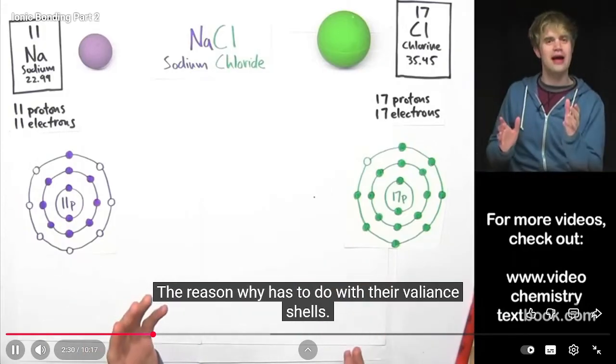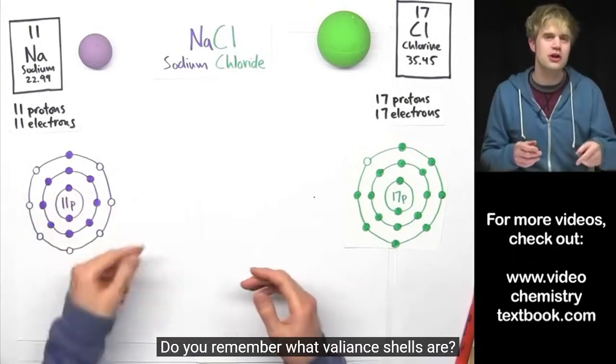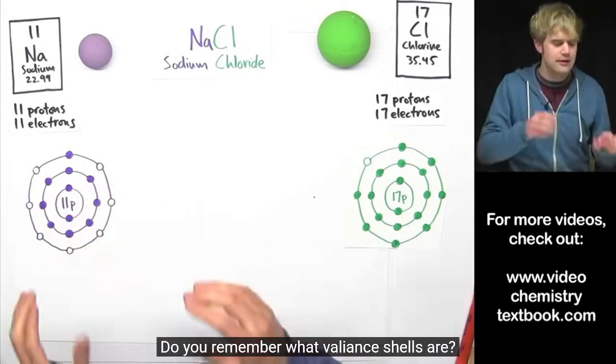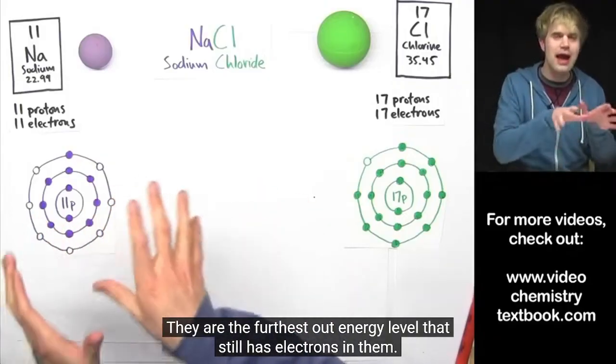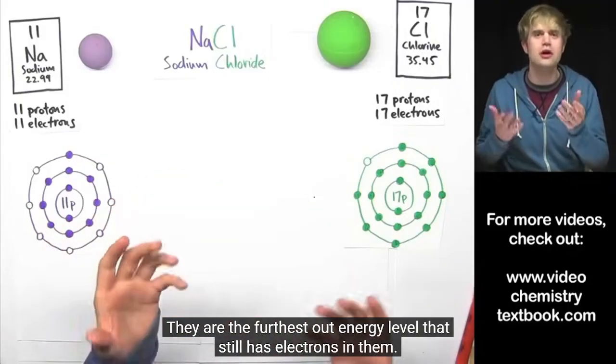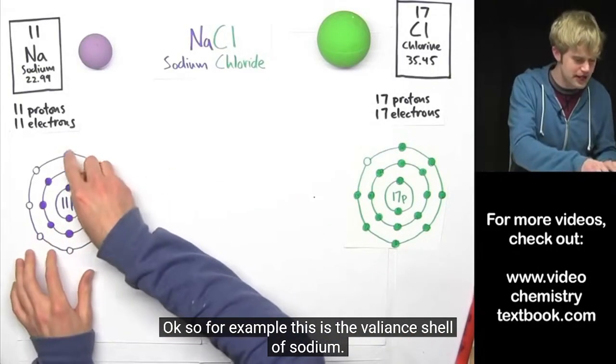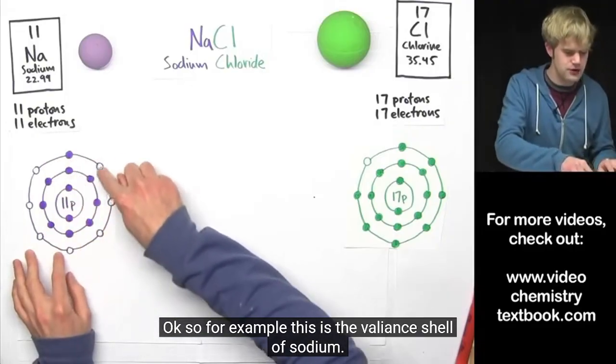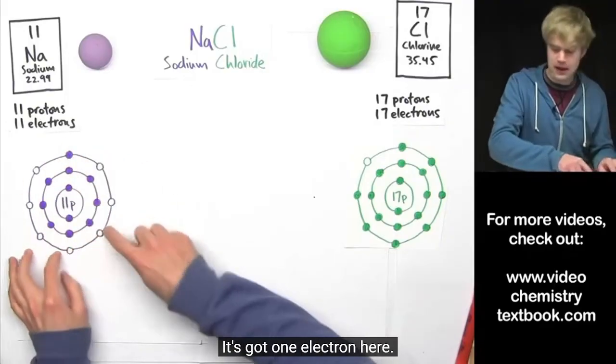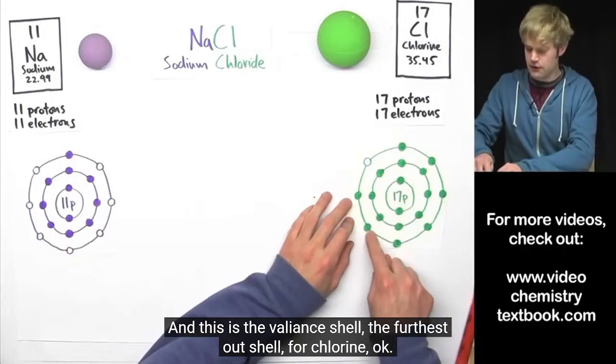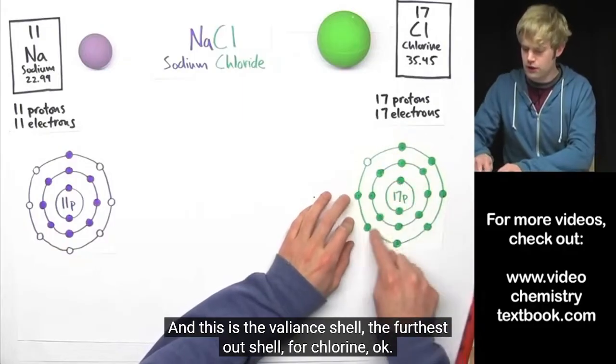The reason why has to do with their valence shells. You remember what valence shells are? They are the furthest out energy level that still has electrons in it. So for example, this is the valence shell of sodium. It's got one electron here. And this is the valence shell, the furthest out shell, for chlorine.